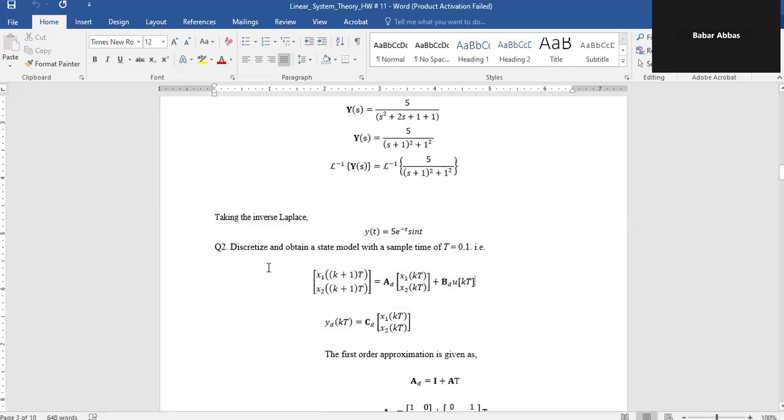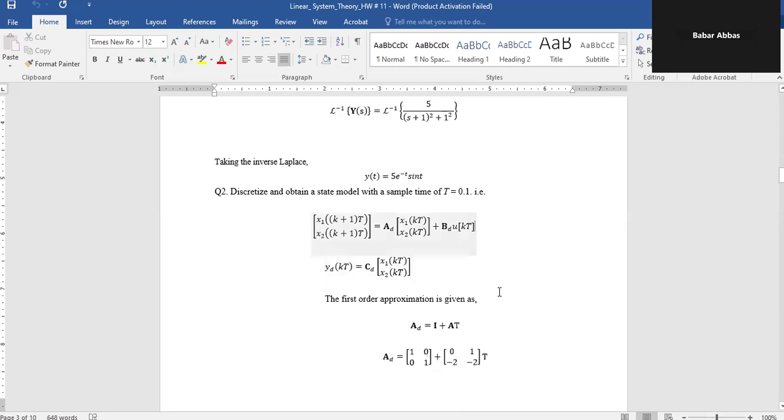Now, question number 2 states that discretize and obtain the state model with the sample time T equal to 0.1. So we are considering the same system, and here we are discretizing the system. We are just representing the system in discrete time, and this is the first order Euler approximation. So here this is the discrete time.